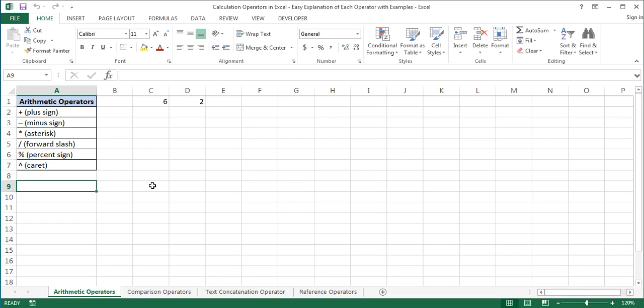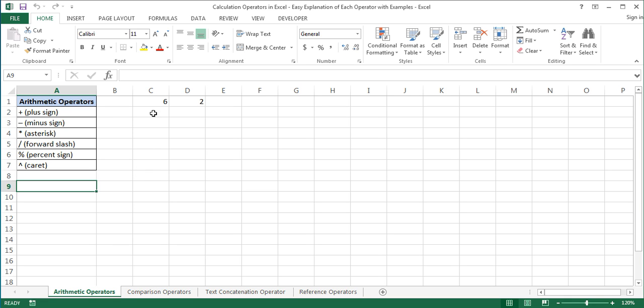In this tutorial, I will show you which operation each arithmetic operator performs in Excel. As the name says, arithmetic operators perform basic arithmetic calculations. There are six arithmetic operators in Excel. They are plus sign, minus sign, asterisk, forward slash, percent sign, and caret. Let's go through each of them one by one and see which operation each one performs.